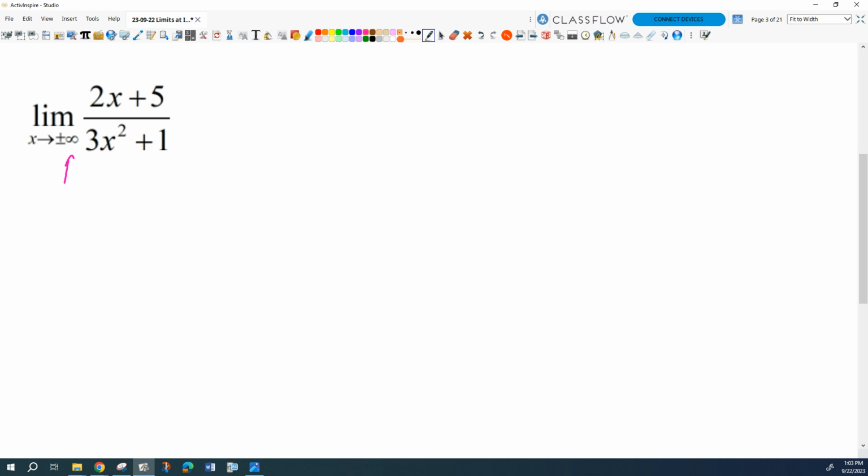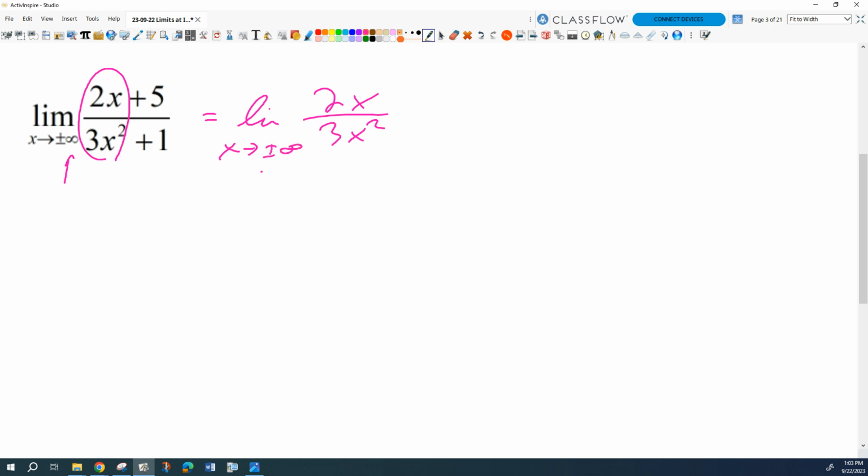So only the leading terms of the polynomials in the top and the bottom are going to really contribute, right? The other stuff just goes away. So this limit of this rational function, as long as we are approaching the infinities, and it could be either one of them too, it doesn't have to be both. It could be positive infinity or negative infinity, or in this case, both of them, is equal to the limit of just the ratio of the leading terms, right? It's equal to the limit of 2x over 3x squared as x approaches plus or minus infinity.